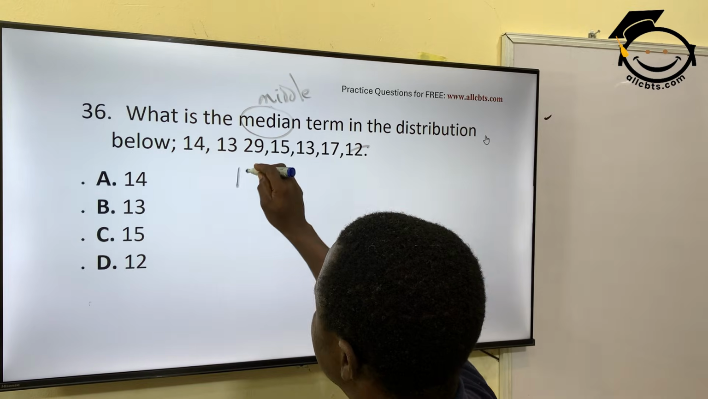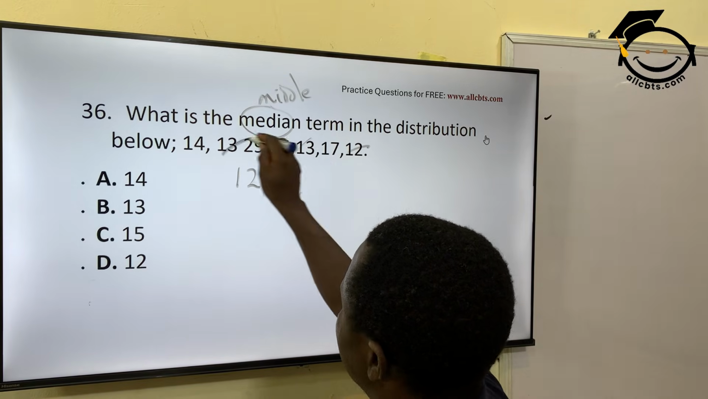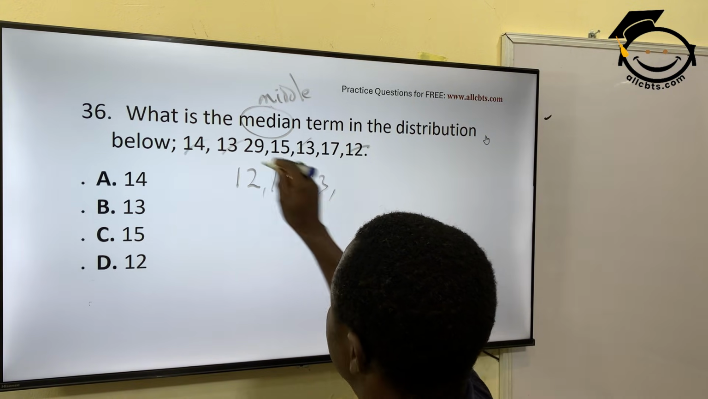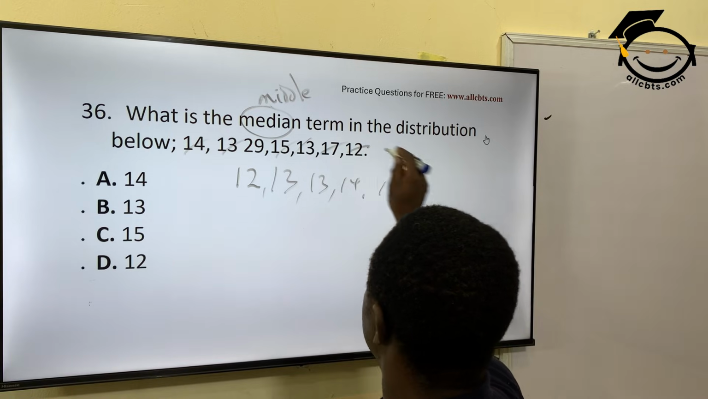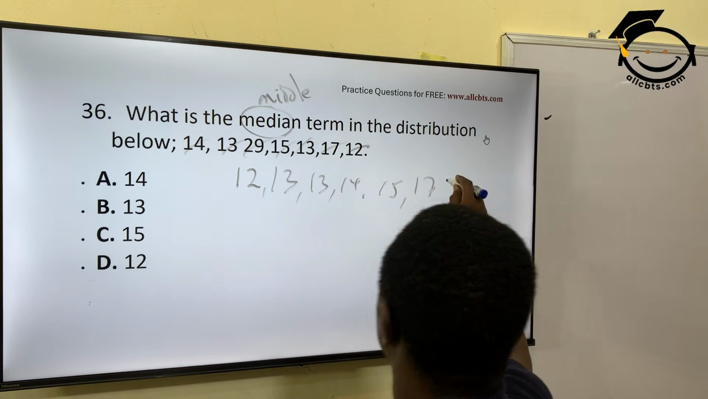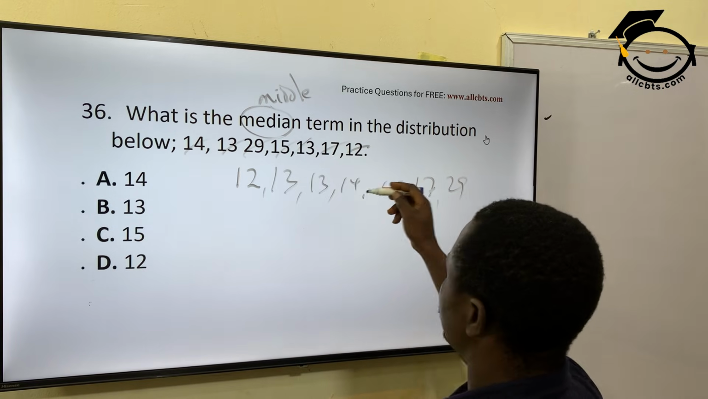We have 12 here, then we have 13, then we have another 13, then we have 14, and now we have 15, and of course we have 17, and the last one we have 29. I think we have all of them now. 1, 2, 3, 7.